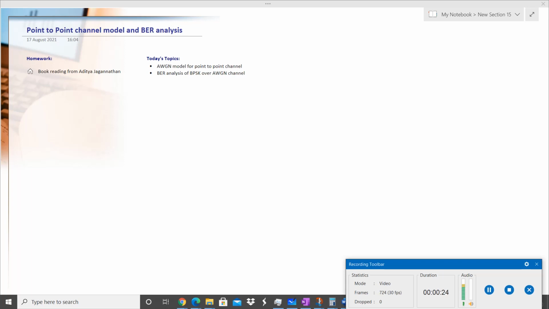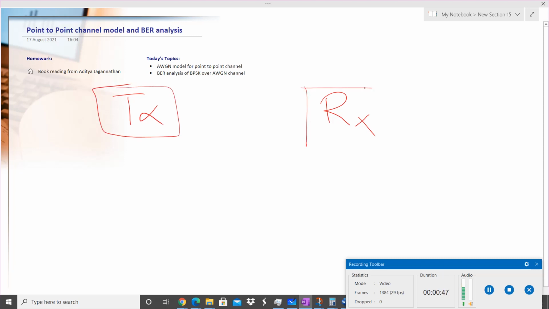Because the fundamental model in wireless communication is that there will be some transmitter and there will be some receiver. Although if you take any general communication system like mobile communications, there are a lot of mobiles communicating with each other with the base station, so that we will take up later. But the fundamental model of a communication system is there is some transmitter and there is some receiver.